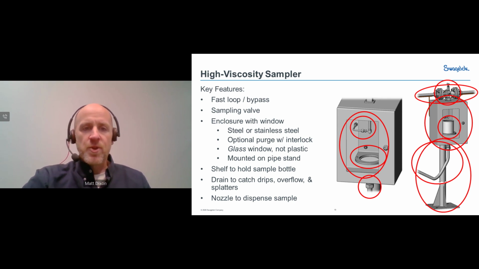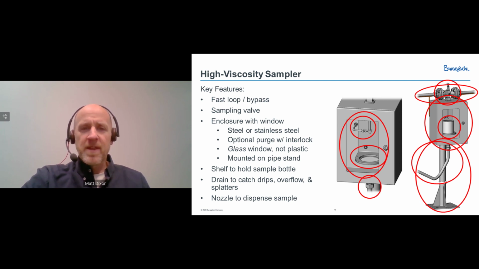So in this case, I actually show it with a hole in the bottom, and the sample bottle nests in a location. That's another common feature, a positive location for the bottle, or in this case, can, to sit in. That way you make sure that it's aligned to the nozzle. You also have a drain, as I mentioned, to catch some of the drips, the overflow, the splatters, things of that nature.